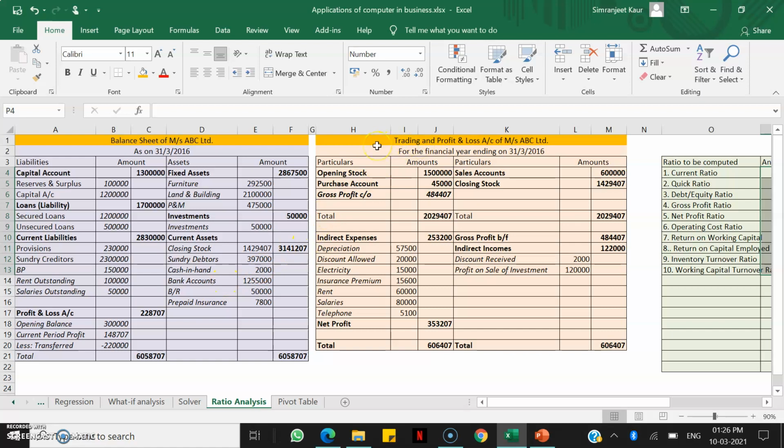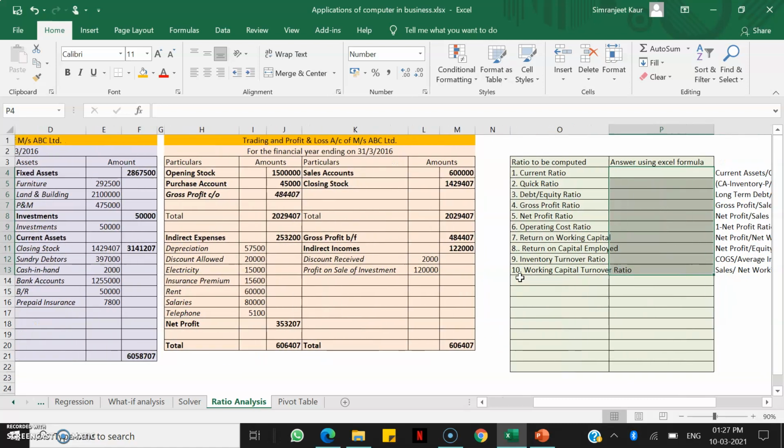Now coming to trading and profit and loss account, so we have our opening stock, purchases which were done this year. Then we have our gross profit, which comes after taking into account the sales and closing stock. Similarly, here we have our indirect expenses, and here we have our indirect incomes. So discount received and profit on sale of investment. So you see, out of this, I think profit on sale of investment is a non-operating income, as you can clearly see, right? So let's quickly jump to our ratios.